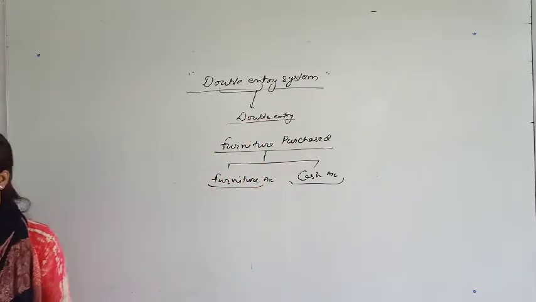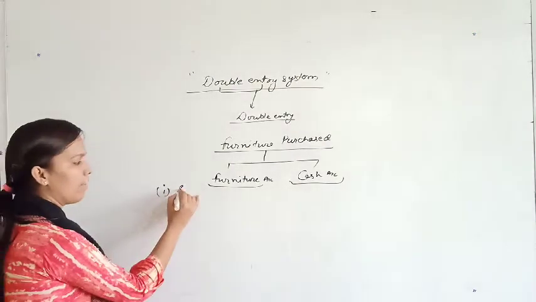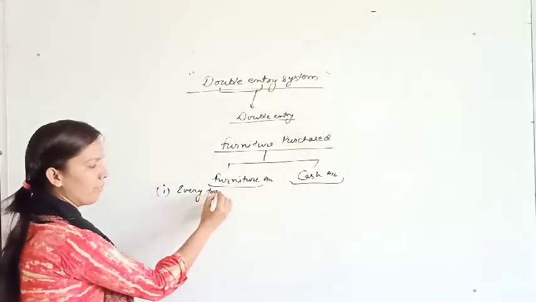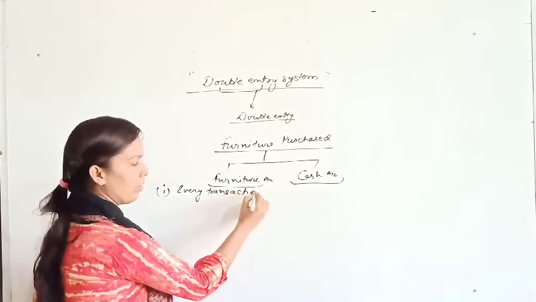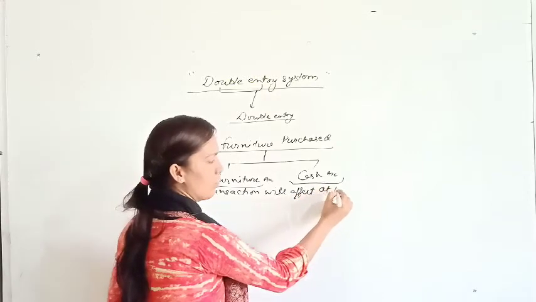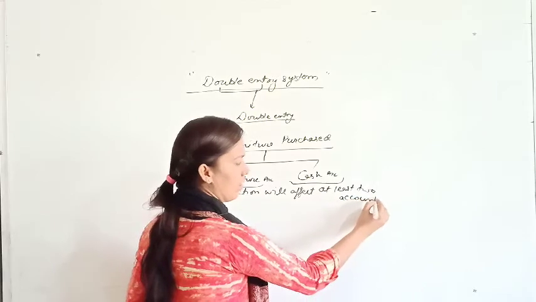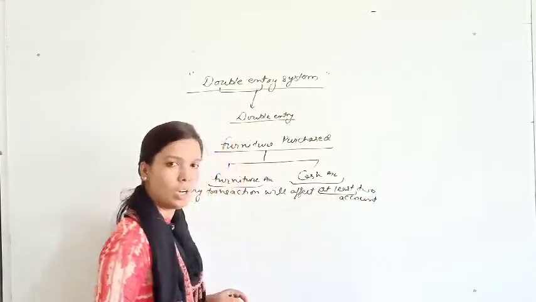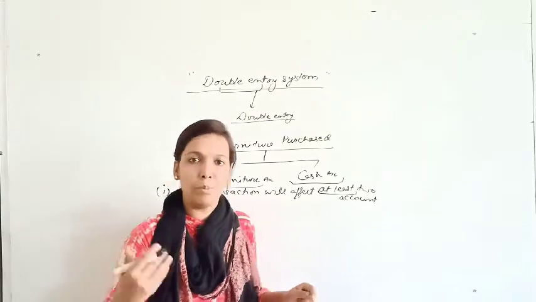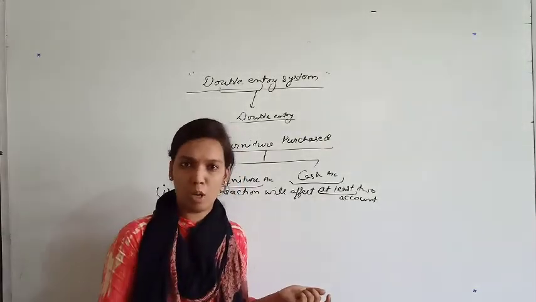Let's see some characteristics of this system. Some principles of this system are: the first one is that every transaction will affect at least two accounts. What is the meaning of at least here? It means two accounts are the minimum. It may be more than two also. After one transaction, there may be more than two accounts affected.